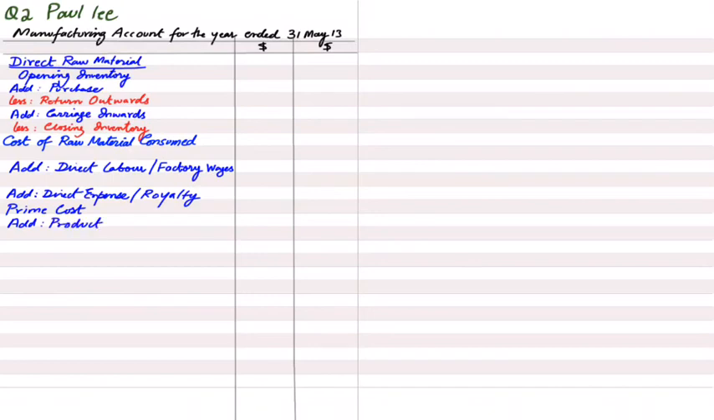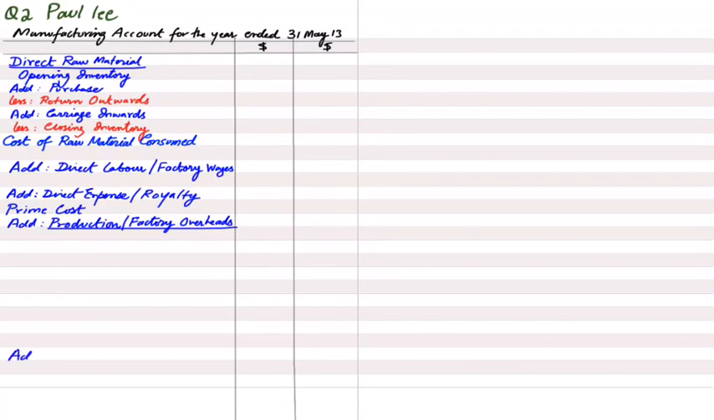Then we add indirect cost, which is known as production overheads. I've already discussed that production, factory, or manufacturing overheads mean the same thing. Overhead means all the indirect cost, whether it is indirect material, indirect labor, or indirect expense. All the indirect costs are known as factory overhead.